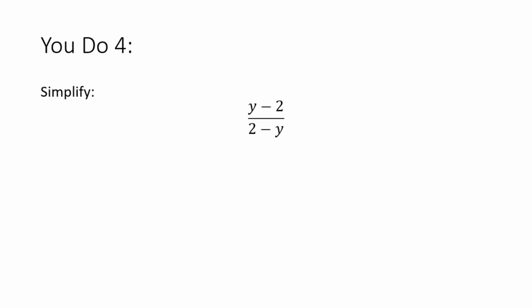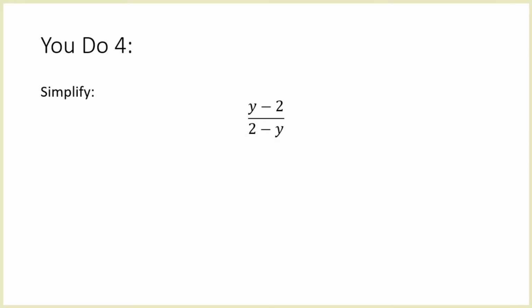Now that you've done that, let's take a look at it together. So this one's just like the last one. I'm going to factor out a negative 1 from the bottom, and I'll get y minus 2, which is what I have on the top. So the y minus 2's will cancel, and I'll be left with negative 1.